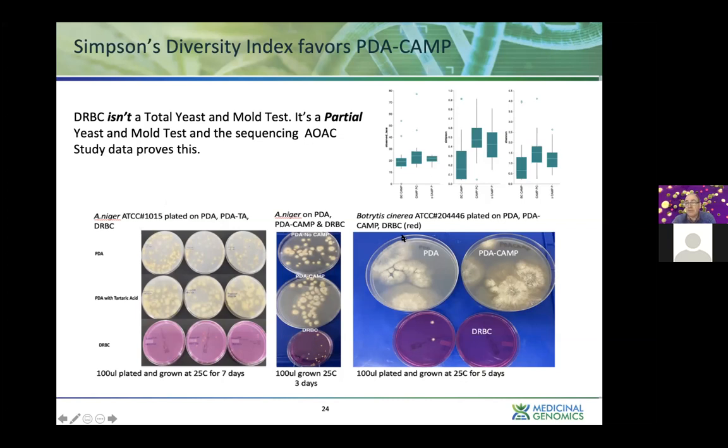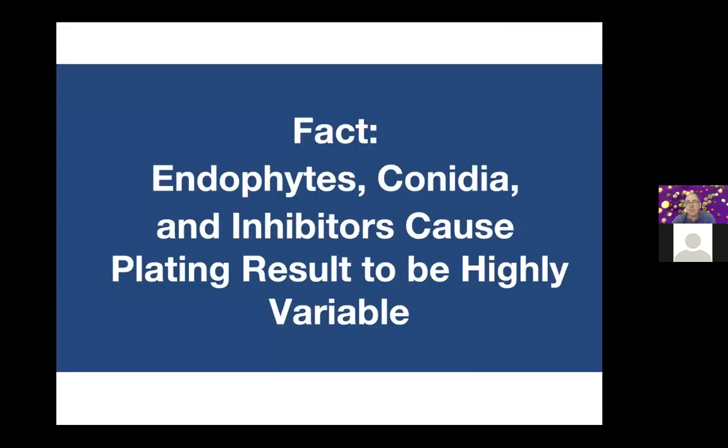If you take Botrytis cinerea, probably the most commonly found mold on cannabis, although not necessarily considered a very harmful human pathogen, it is an allergen. This thing has massive growth on PDA, almost none on DRBC. So yes, if you want to pass more cannabis, use DRBC. The patients won't be happy, but the growers will love it.